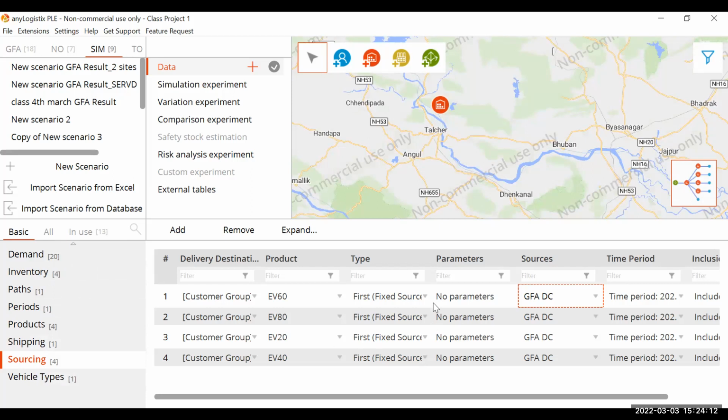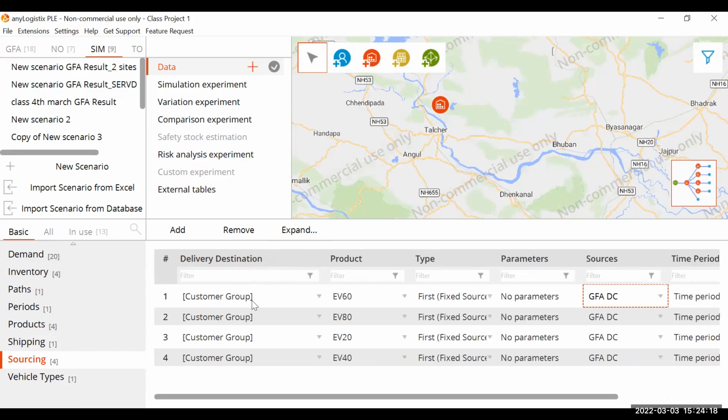Yeah. So what I was talking about, the sourcing, right? Let us try to understand what sourcing means. What is my delivery destination? Rather than selecting individual customers, I've selected different customer groups. Why different customer groups? Because I have different products also, right? EB60 is being delivered to four or five different customers, EB80 similarly to different customers, EB20 and EB40, right?